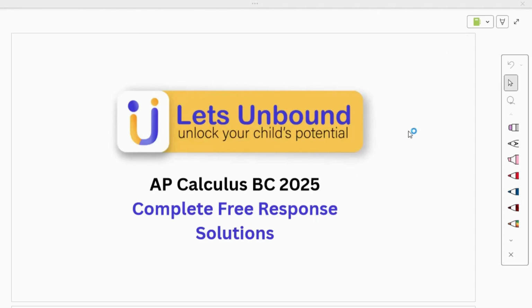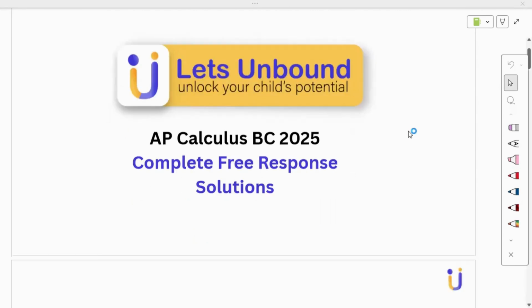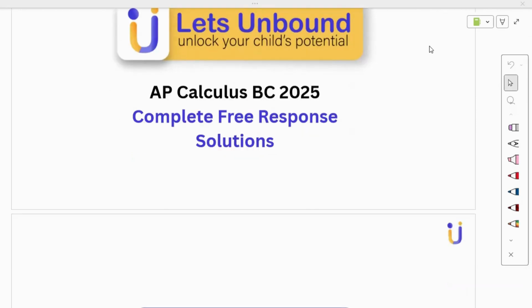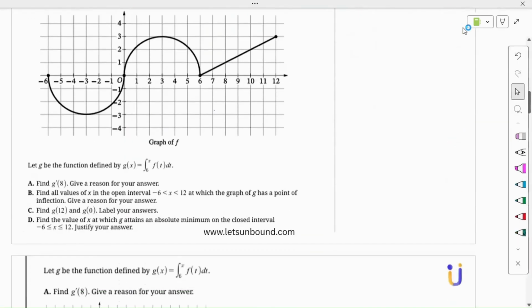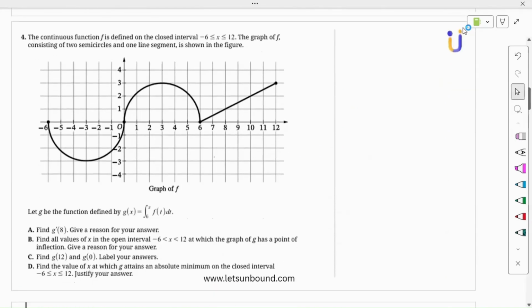And yes, it's a non-calculator question, so be ready with pen and paper to take notes. Here we go. Non-calculator. Okay, it's a graphical analysis and accumulated function question. This is also a repetitive pattern of question that we can find in AP Calculus AB.